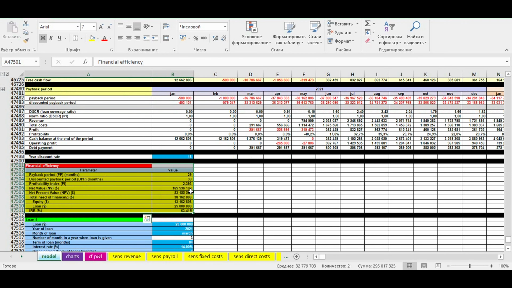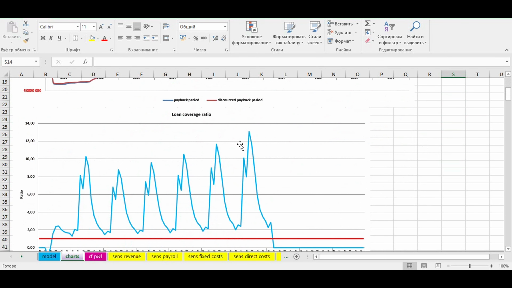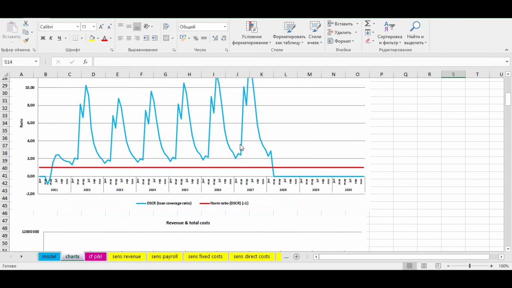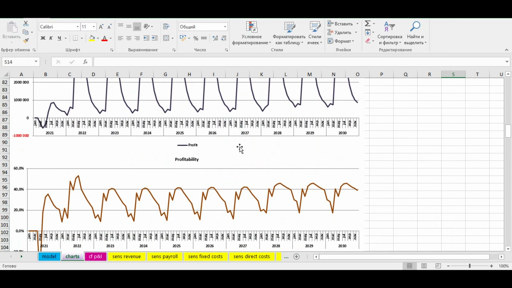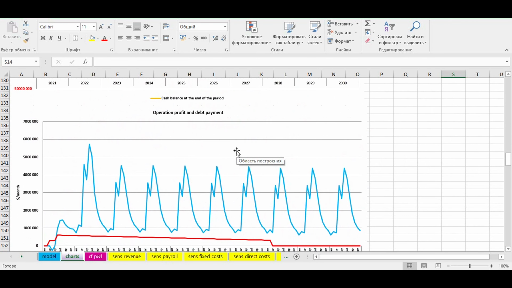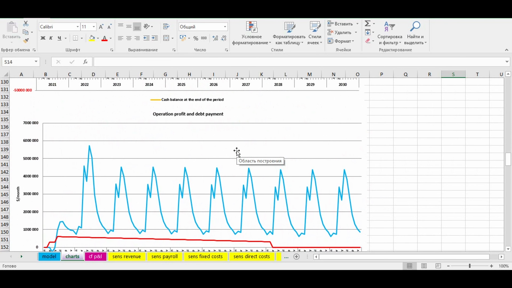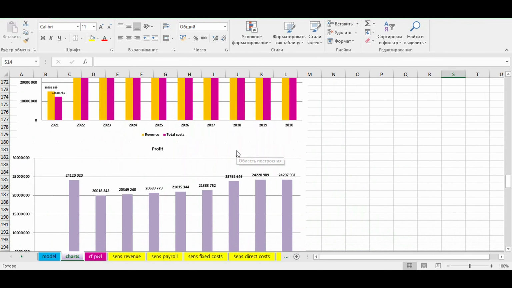Now we can see the graphic illustration of your business idea. Here we see in monthly detail, simple and discounted payback period, loan coverage ratio, revenue and total expenses, profit, profitability, cash balance, cumulative profit, operation profit, and loan payment. Then we have the same information done yearly.